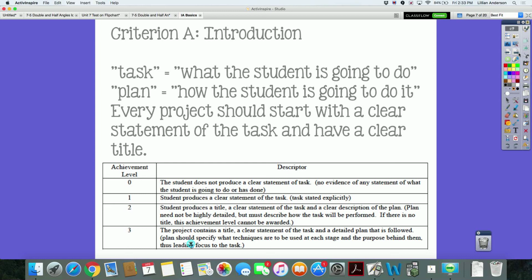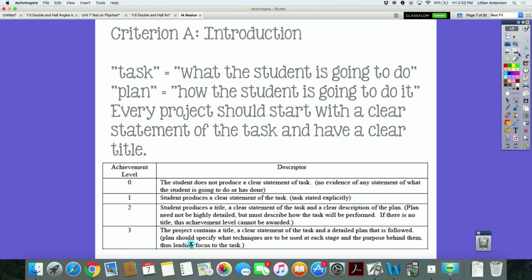Your criterion. Task is what you're going to do. A plan is how you're going to do it. Every project should start with a clear statement of the task and have a clear title. For example, if you are collecting data and comparing the heights and shoe sizes of students at Lake Wells High School, a clear task would be, in this project, I plan to determine whether there is a correlation between shoe sizes and heights of males and females at Lake Wells High School.